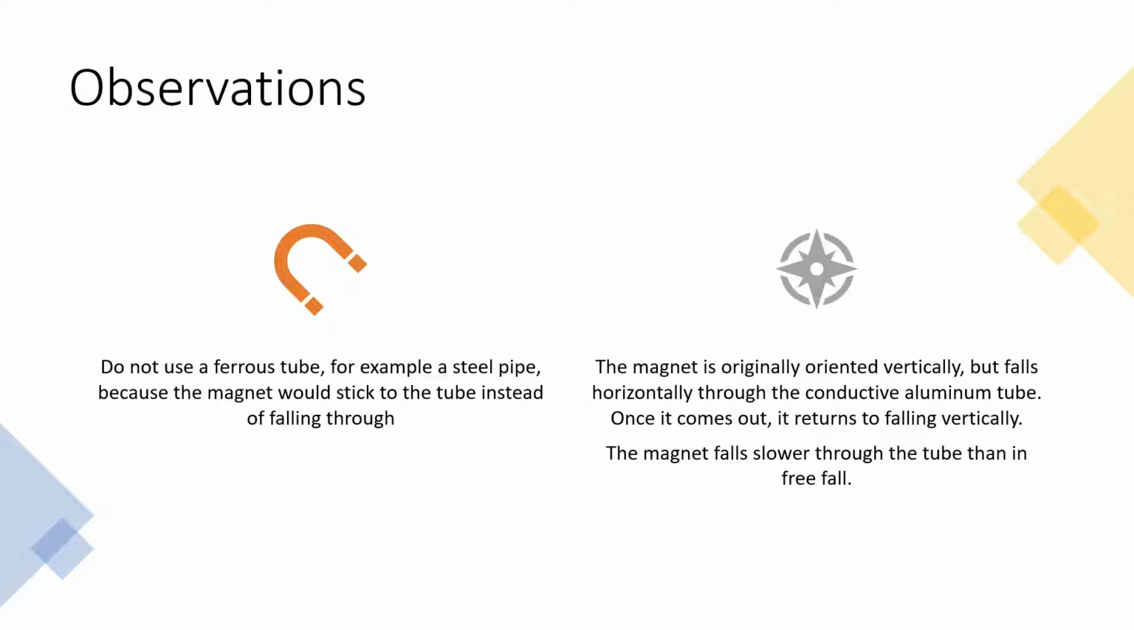Observations. We used a conductive aluminum foil tube for this experiment since using a ferrous tube, such as a steel pipe, would cause the magnet to stick to the tube instead of falling through. Additionally, the magnet was originally oriented vertically, but then fell horizontally through the aluminum foil tube before falling vertically again after exiting from the bottom of the tube. We observed the magnet fell slower through the aluminum foil than it would have in regular free fall.